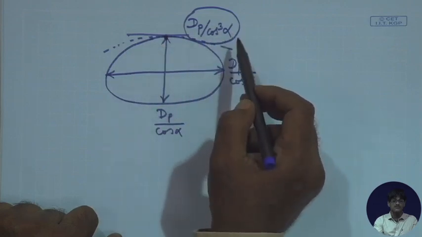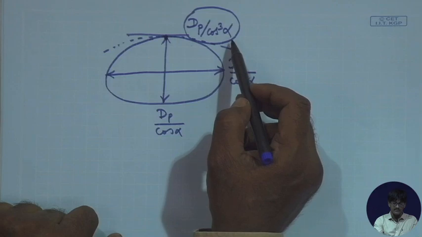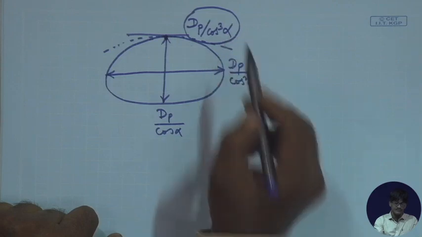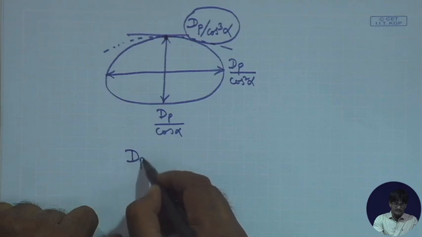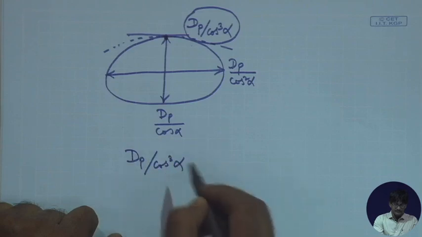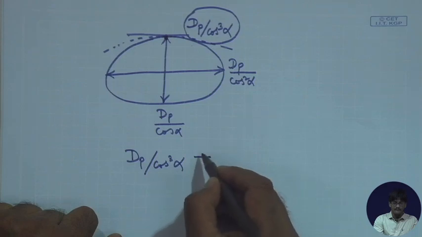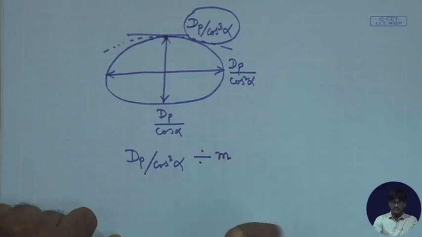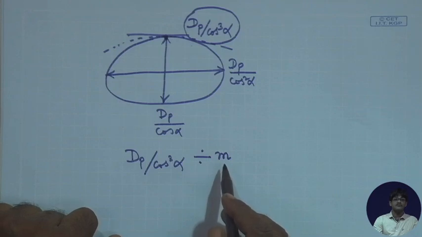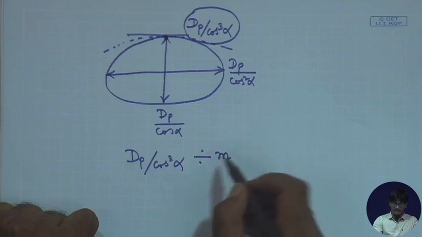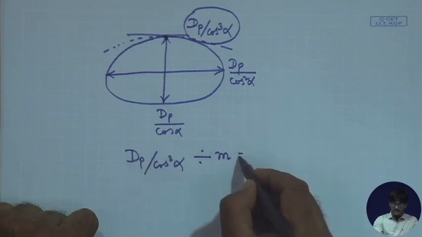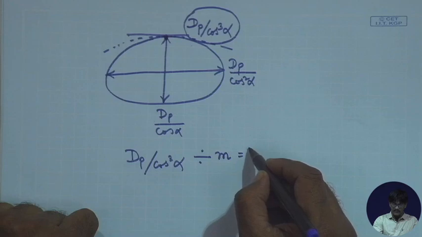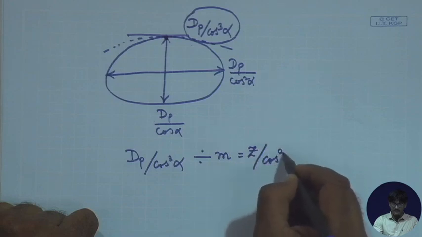So, if dp by cos cube alpha is the effective diameter, the number of effective teeth will be diameter divided by the module, because m into z is equal to diameter. So, this thing divided by the module will give us the effective number of teeth. So, dp by m is nothing but equal to number of teeth z, so z by cos cube alpha.